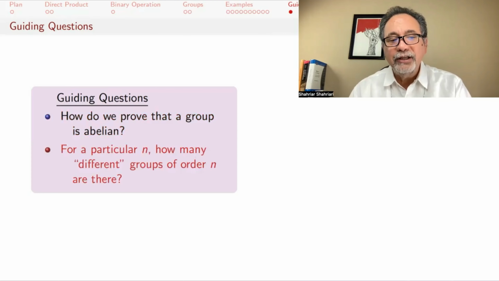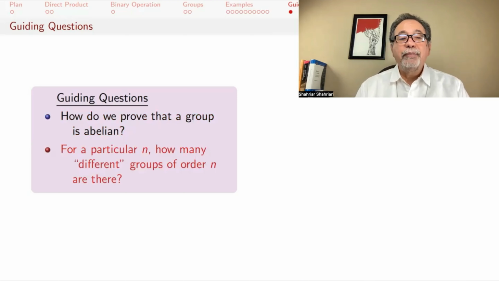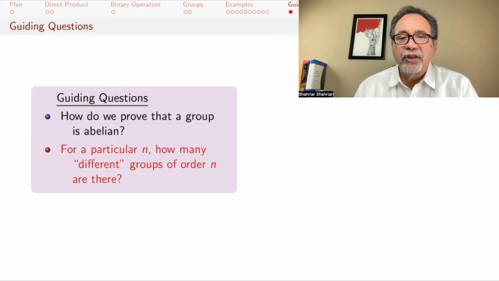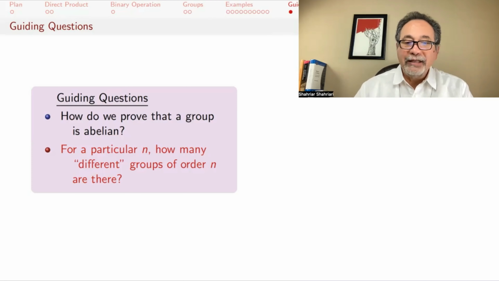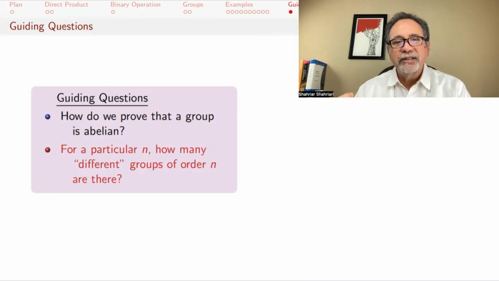Our second guiding question is, for a particular n, how many different groups of order n are there? We have to think about what different means, but how many groups of order 5 are there? How many groups of order 6? How many groups of order 8? And so forth. As we go along, we will come back to these questions as a way of testing whether or not we really have done anything, whether or not we have any more knowledge about abstract groups or not.